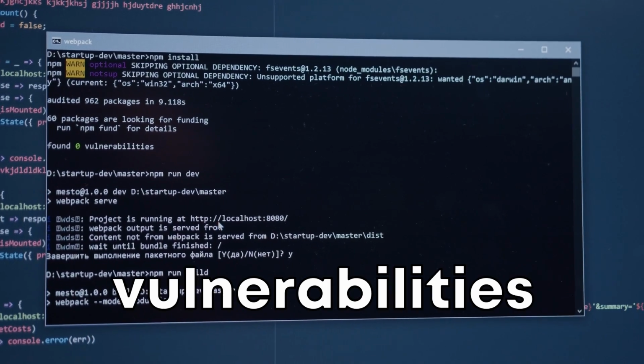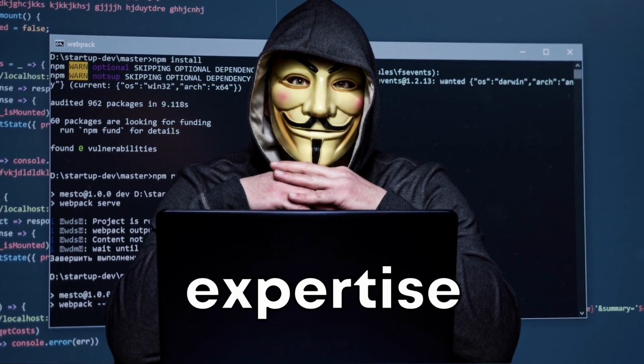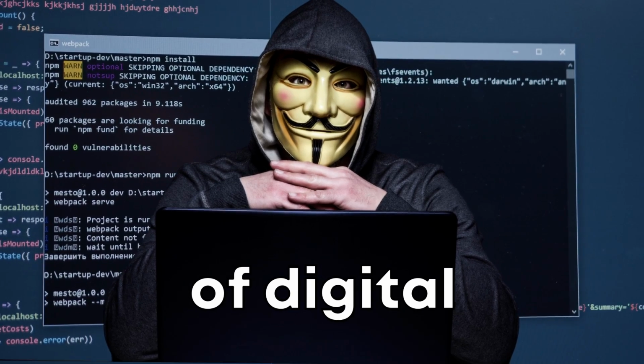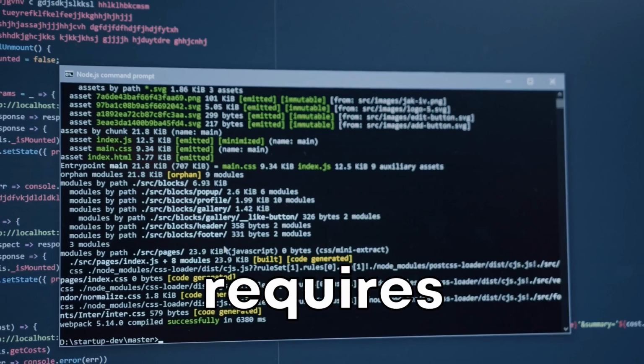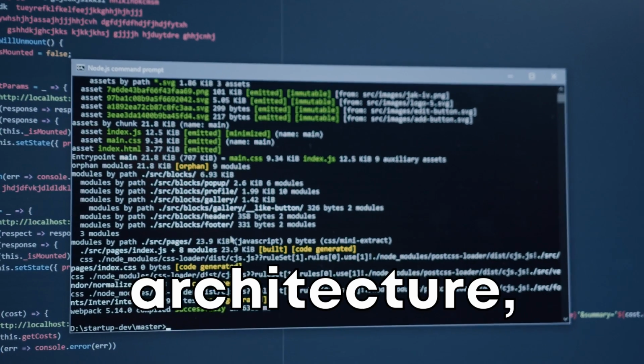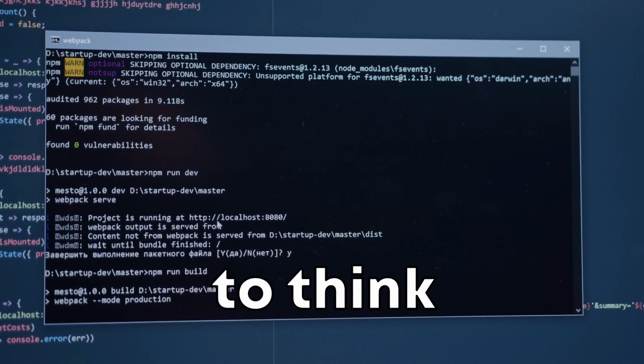The hunt for zero-day vulnerabilities is not just a race against time, it's a battle of wits and expertise in the ever-evolving landscape of digital security. Zero-day hunting is a systematic and meticulous process that requires a deep understanding of software architecture, network protocols, and coding, along with a creative mindset to think like an attacker.